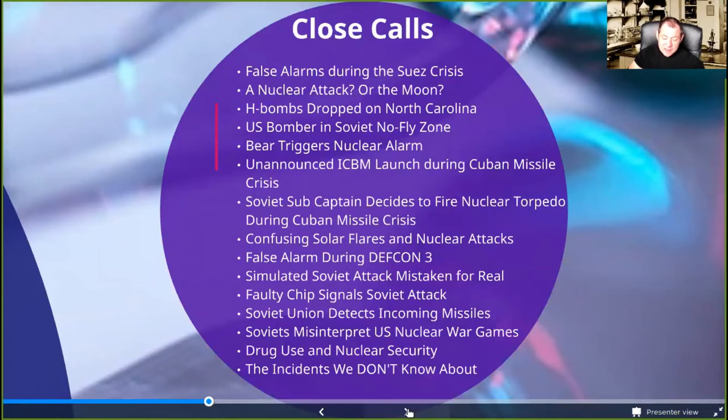Okay, so 1979, November 9th. Simulated Soviet attack mistaken for a genuine attack. Computers at NORAD headquarters indicated a large-scale Soviet attack on the United States. NORAD relayed the information to the Strategic Air Command and other high-level command posts, and top leaders convened to assess the threat. Within minutes, U.S. intercontinental ballistic missile, ICBM, crews were put on highest alert.